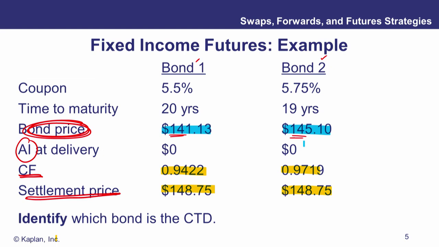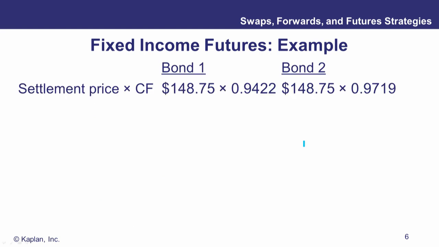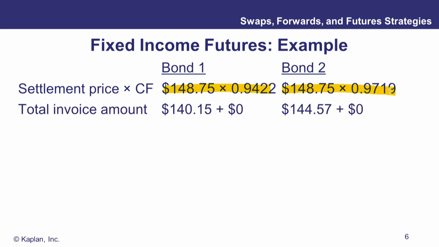So as you can see, what's coming in I've made orange, what's going out I've made blue. And you just tally up essentially these two numbers. The orange stuff, which is coming in under the contract, you know what that is. That's the settlement price multiplied by the conversion factor. We can quickly calculate that for both bonds. All right. Bond 1, 148.75 times the conversion factor of the bond. 148.75 is the settlement price. 0.9422 is the conversion factor of that bond.